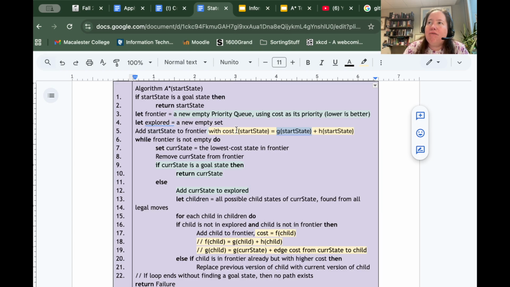And we use F to mean the sum of those two, the total cost. F is the value that actually goes into the priority queue and that is used to order the values in the priority queue. The sum of the G cost and the H cost, the cost so far and the heuristic estimate.